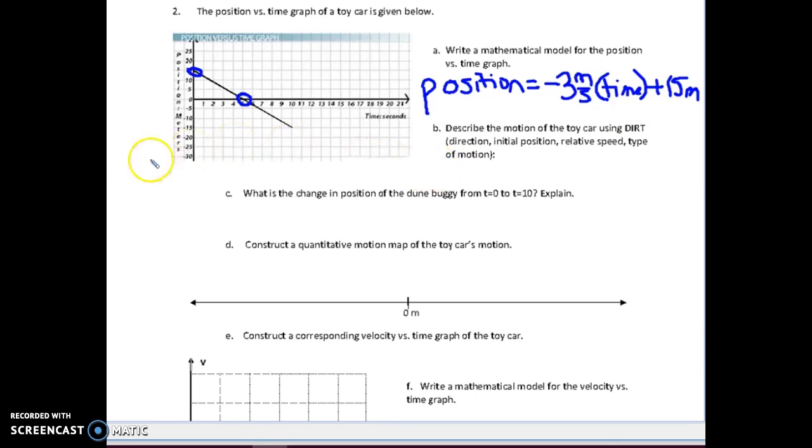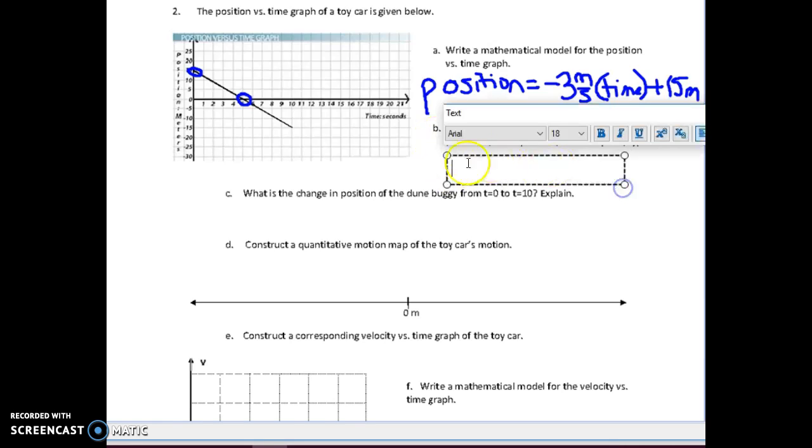Next up comes DIRT. In order to figure out the DIRT for this one, I'm going to instead put in a little text box because that seems smarter. The direction: my object is going in the negative direction. My initial position is 15 meters. My relative speed, I can't answer because I'm not comparing it to anything, but my type of motion is constant velocity, which I'm going to abbreviate CV.